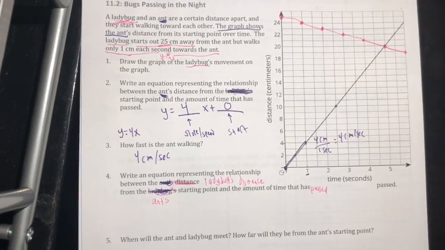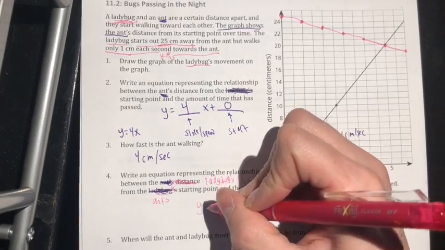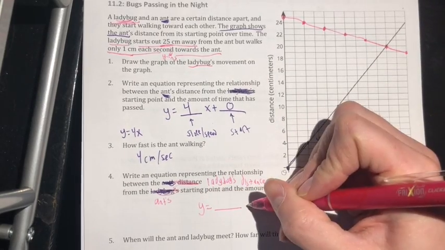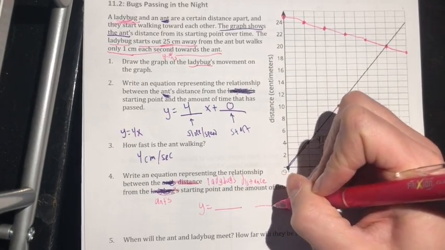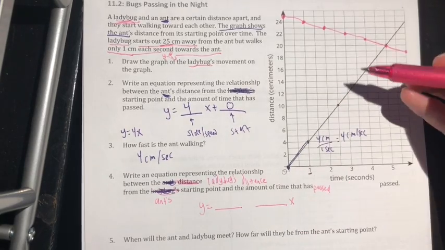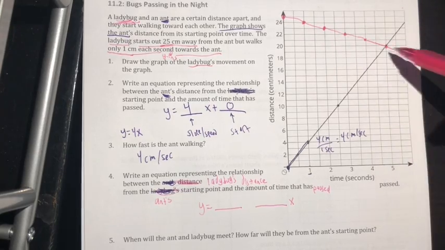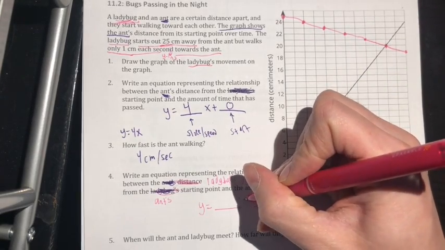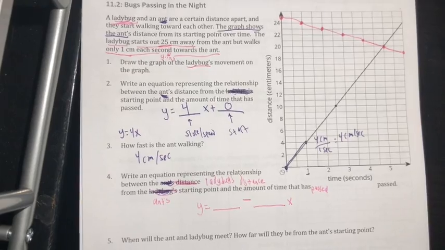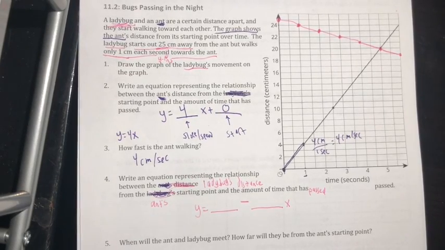All right, so we're gonna look at the pink line now. You wanna think about where does the ladybug start and how does the ladybug move? We're gonna notice here, the ladybug's moving towards the ant's position. It's towards the ant, so its slope is going to be negative. So take a minute, think about what the slope is going to be.